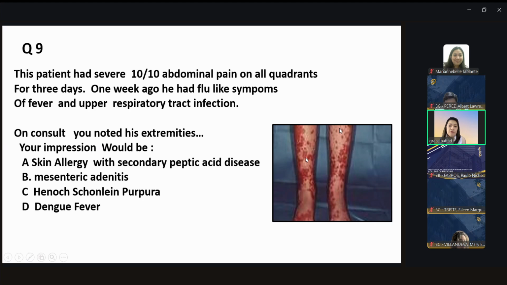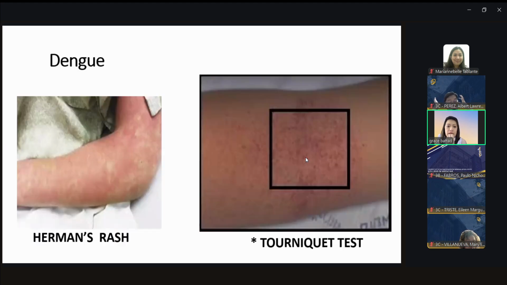But if you have purpuric rashes like this, it is the condition called Henoch-Schönlein purpura. So it might be Henoch-Schönlein purpura, and we will just manage the patient accordingly. However, a good differential might be dengue fever. You still also have 1 week of flu-like symptoms. Then later on, there will be associated abdominal pain. But if you did your tourniquet test like this, it might be positive.